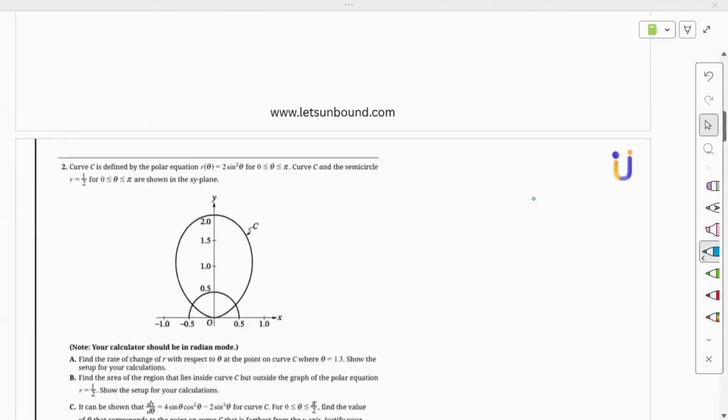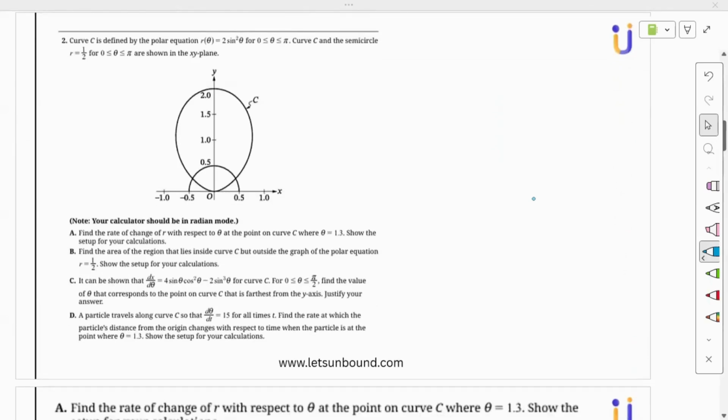And let's get started. Curve C is defined by the polar equation r of theta is 2 sine squared theta, for theta between 0 and pi. From 0 to pi, curve C and the semicircle are shown in the xy plane. Okay, so this is the x and y plane, but actually it's a polar curve. I hope you got the point.